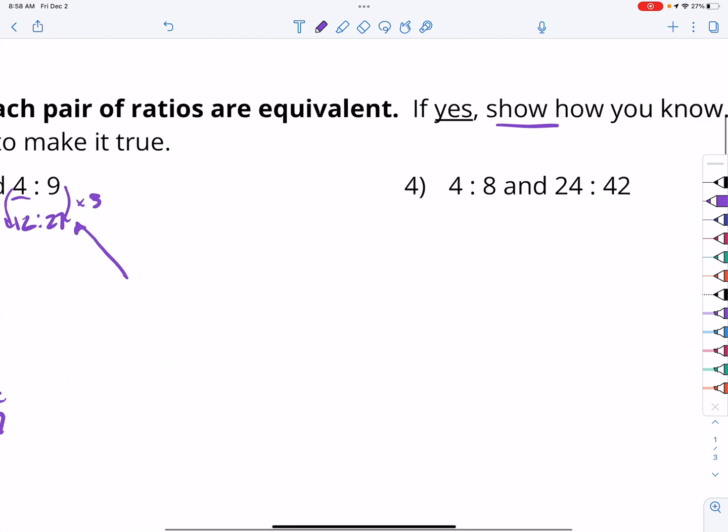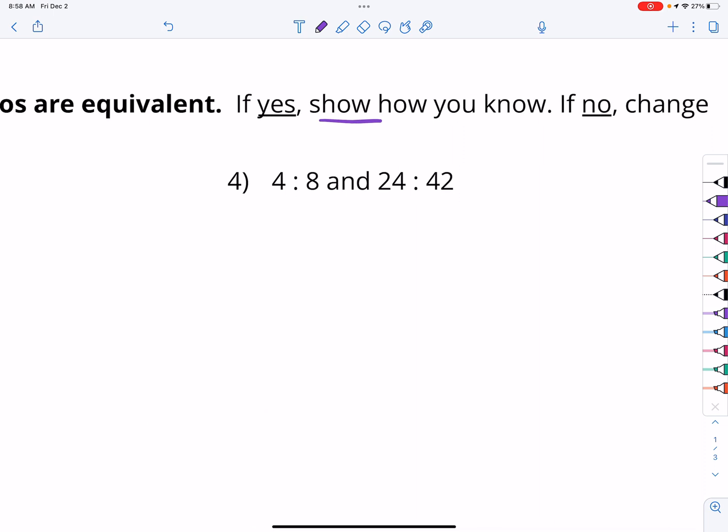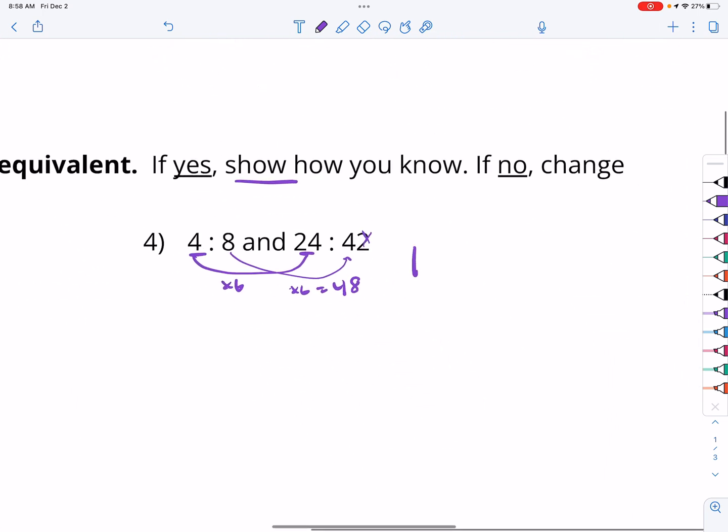So over here, if I'm going to be looking at relationships between these terms, I know that 8 times 6 gets me to, no, that's a lie. Sorry. 4 times 6 gets me to 24. Well, if I multiply that 4 by 6, that means I need to multiply that 8 by 6. And 8 times 6 equals 48, not 42. So these are not equivalent. No. But we need to change them.